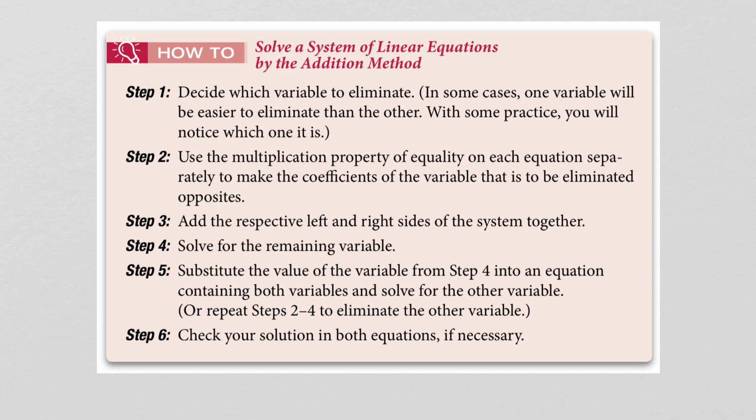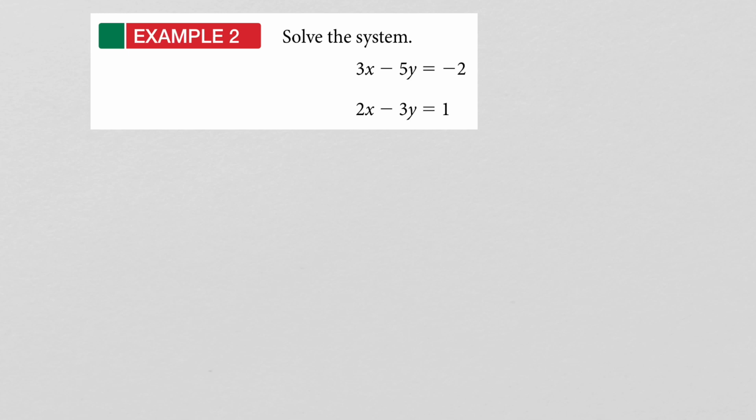So here is another example. We have two equations, 3x minus 5y equals -2, and 2x minus 3y is equal to 1. And we're going to solve this by using the addition method. So first thing I need to do is decide which variable to eliminate. I could eliminate the x, or I could eliminate the y.